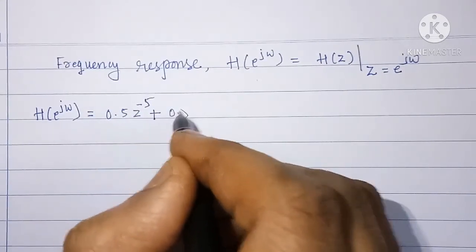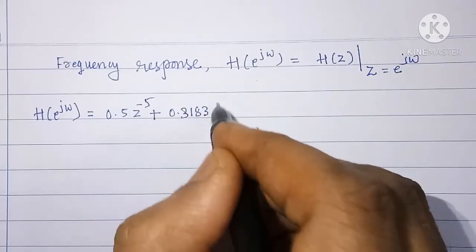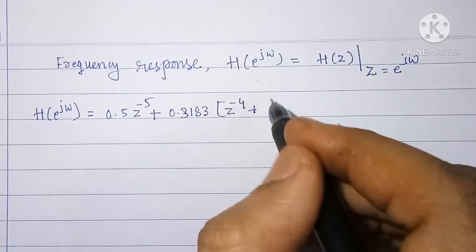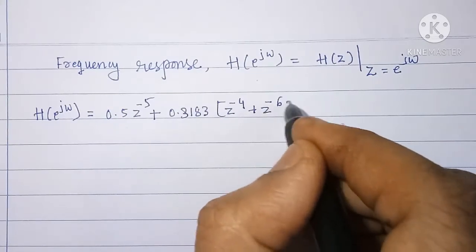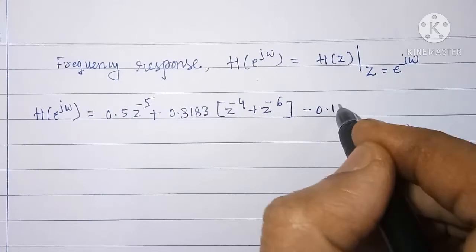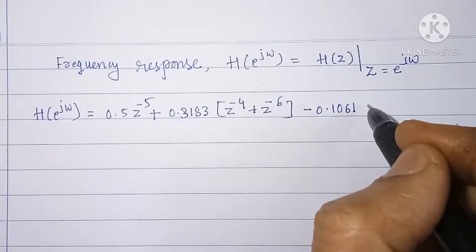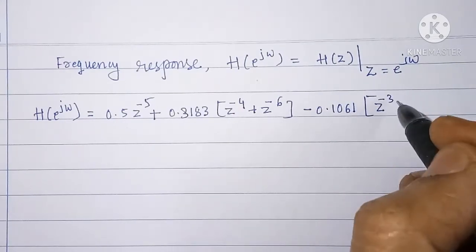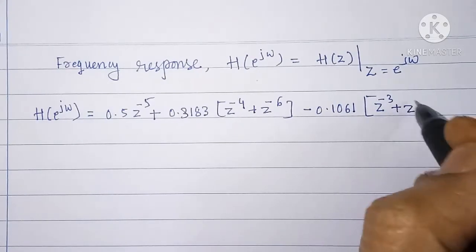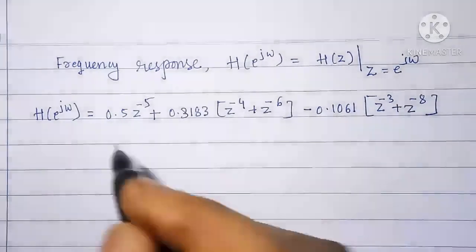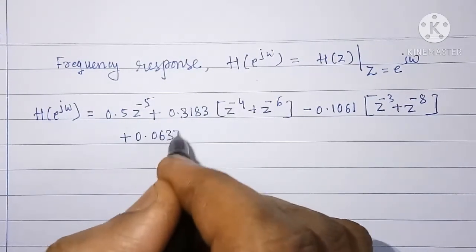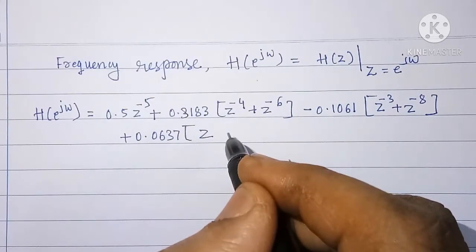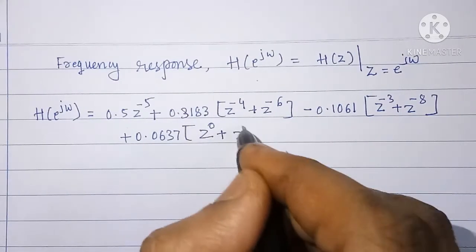plus 0.3183 into z raised to minus 4 plus z raised to minus 6 minus 0.1061 into z raised to minus 3 plus z raised to minus 8 plus 0.0637 into z raised to zero plus z raised to minus 10.